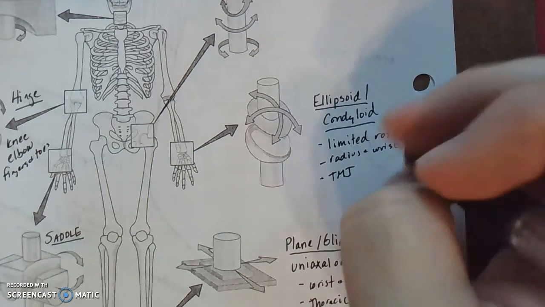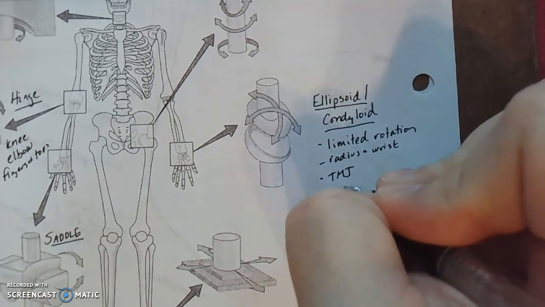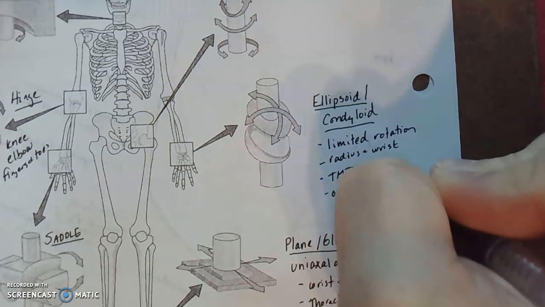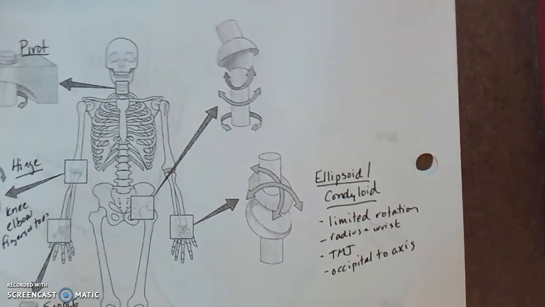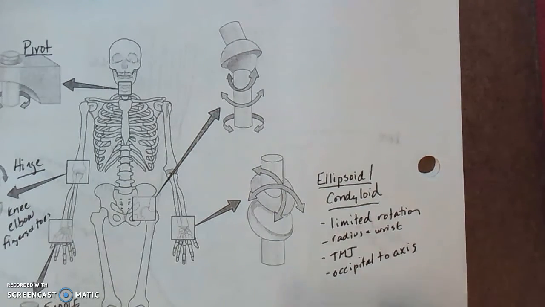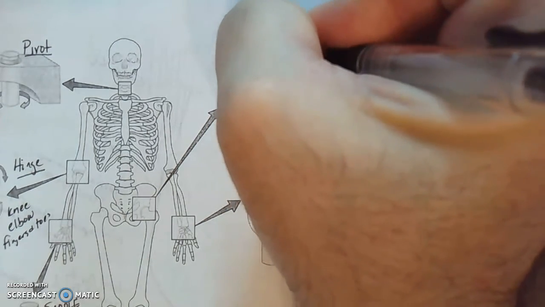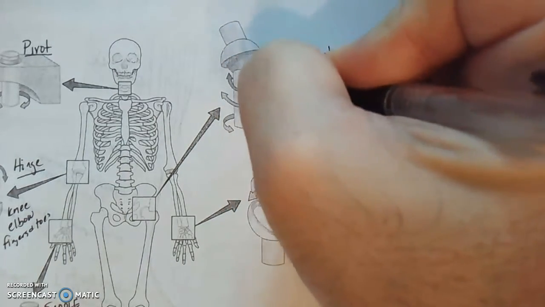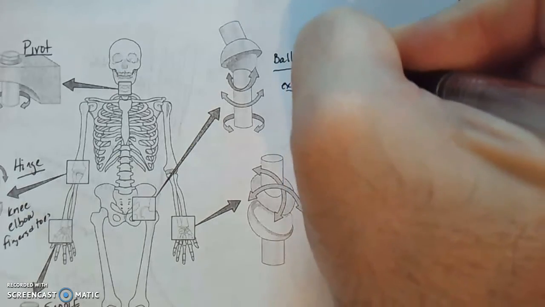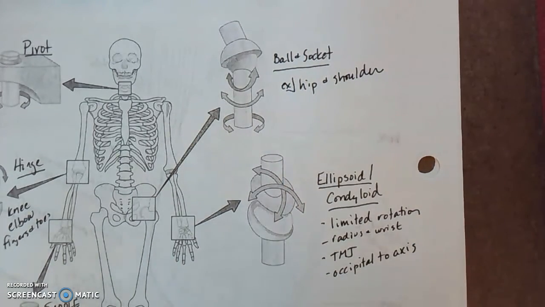We also have this with the occipital bone to the axis. So we have a limited rotation with that when we do the no motion. And then we have our one multiaxial, which is the ball and socket joint. And this is exemplified by the hip and the shoulder. So all of these are examples of different joints within the body, different synovial joints.